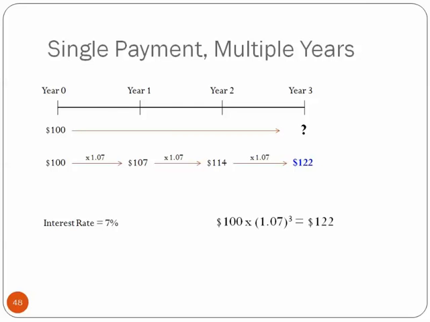So now let's just summarize this. This is essentially all we're doing algebraically: $100 times 1.07 to the third, which is 122, and we can generalize this. So it's really just the present value, the $100, times 1 plus the interest rate, I, raised to the nth, equals the future value. Right? So that will tell us for any single payment spread out over really any number of years. It could be 10 years, it could be 100 years. So we can use this formula to calculate it out.